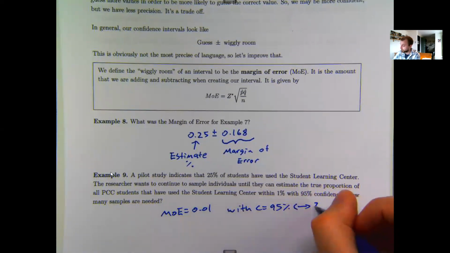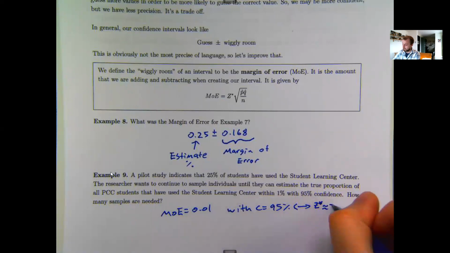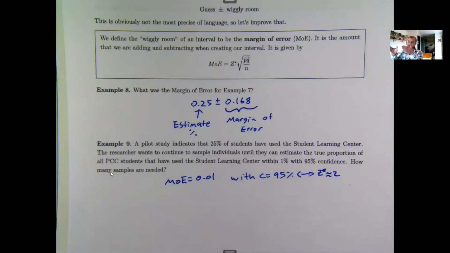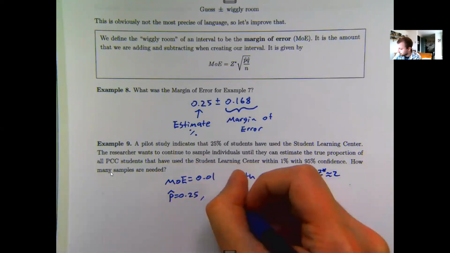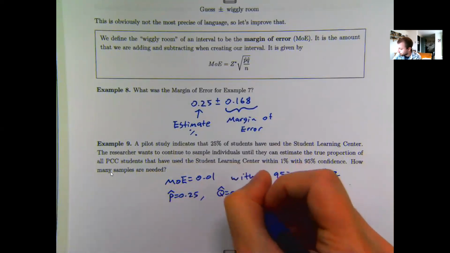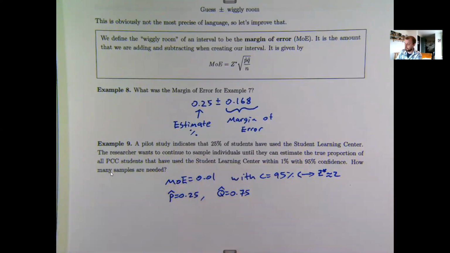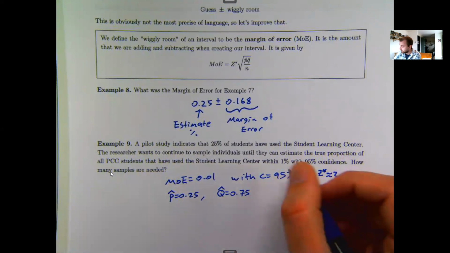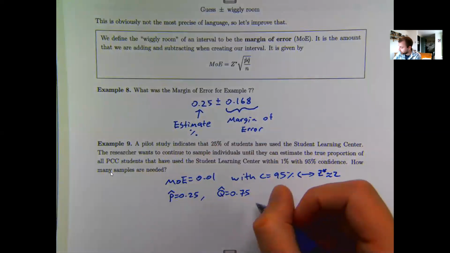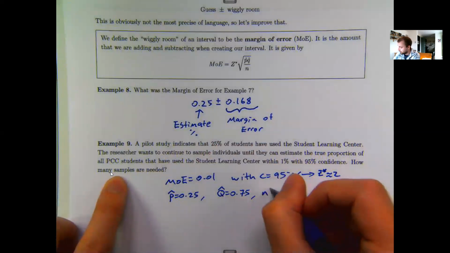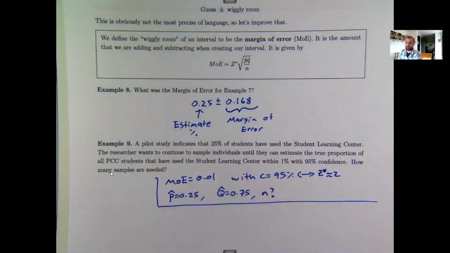If I'm 95% sure, that's giving me a critical value or a z-score of about 2: 68, 95, 99.7. That's the 2 part of that rule. It's saying indicates 25% have used it, so this tells me my sample success rate is 25%. So my failure rate should be about 75% or so. So I want to see if I can take this information to figure out how many samples they're going to need in order to get this desired margin of error.